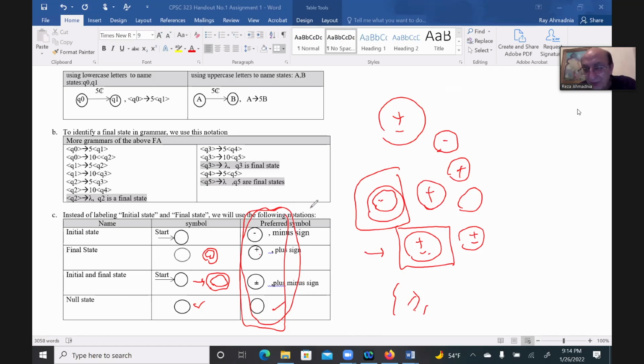Could you please repeat one more time? Which one is...? Okay, one more time. These are the notations in one of those books. These are notations in the other book here. So I prefer to use these notations throughout this semester.